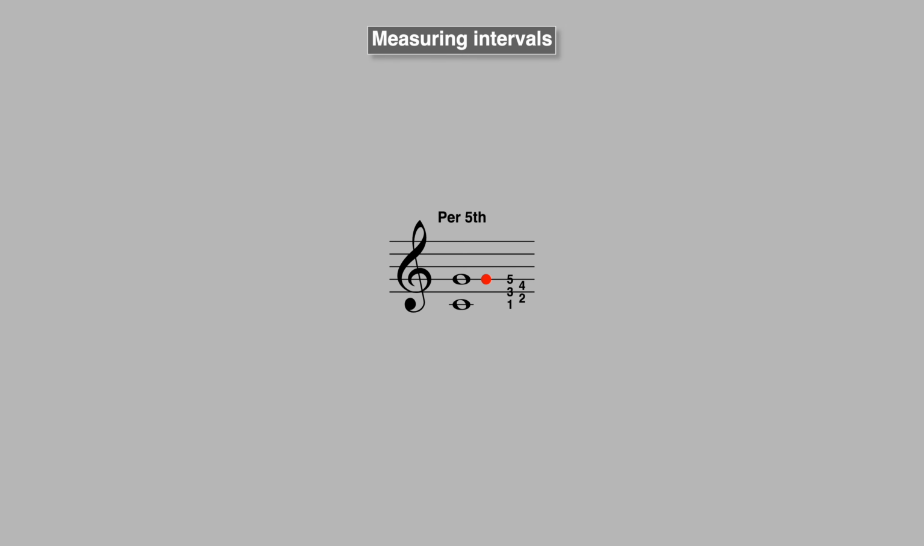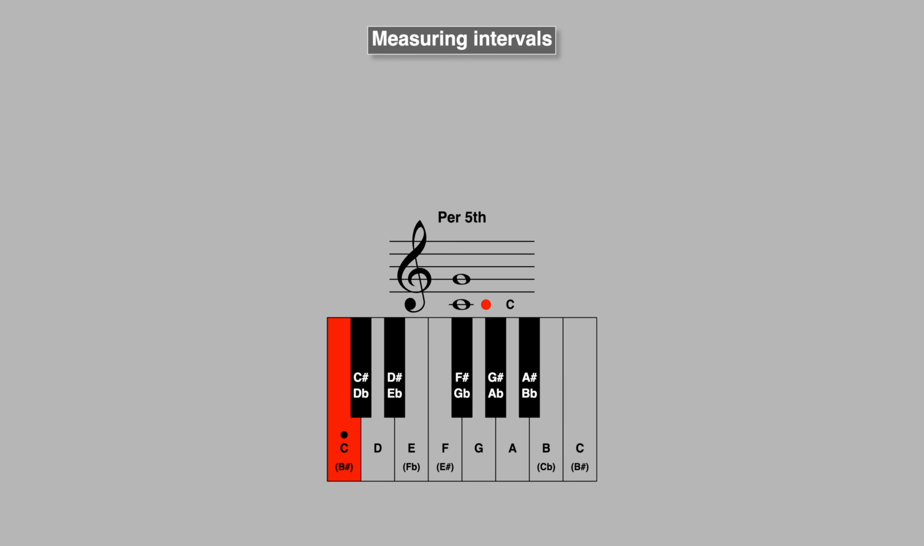We can also count the number of note letter names, as this will also result in the correct fifth interval. For this, we can use both the staff, piano, and our memory of the music alphabet. So, C is 1, D is 2, E is 3, F is 4, and G is 5. Now, we know the interval number, but we still don't know what type of fifth interval it is. We need the interval description.